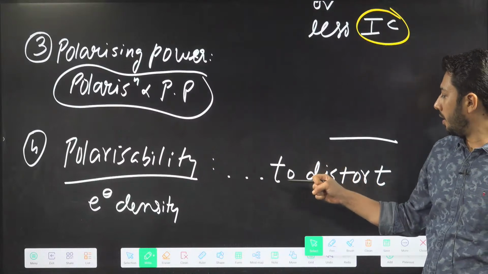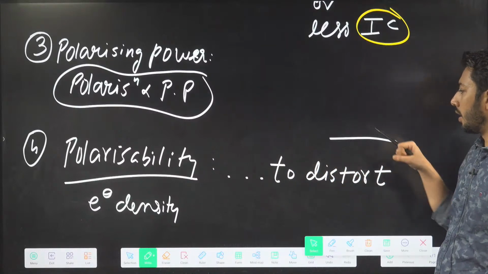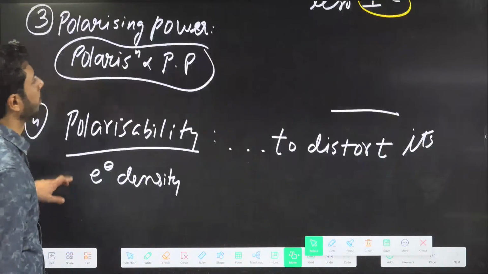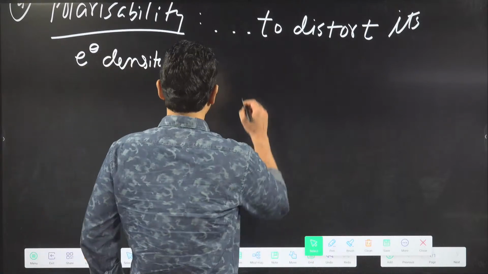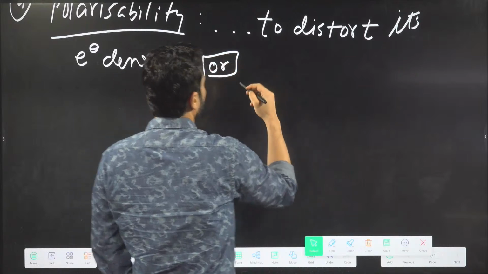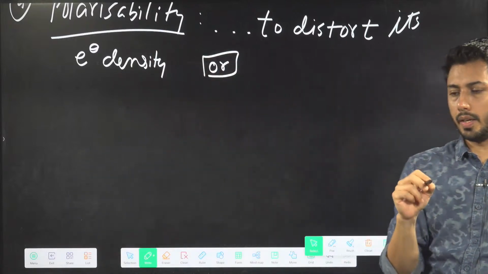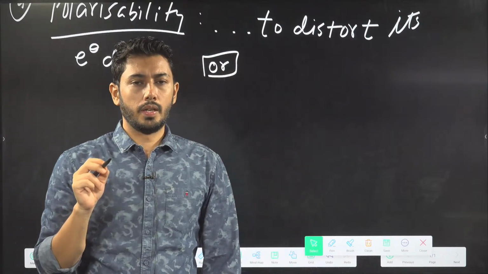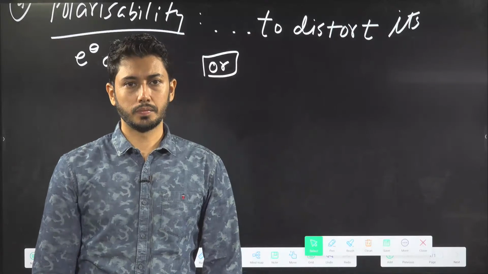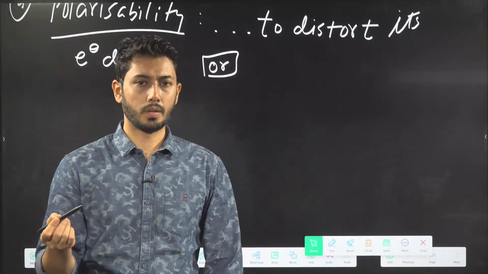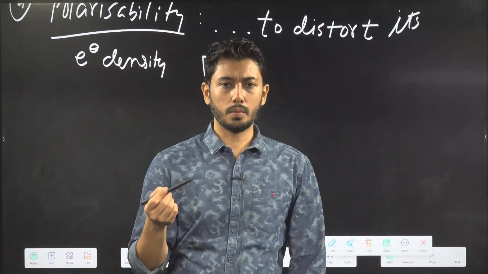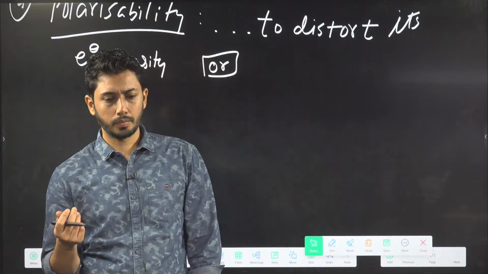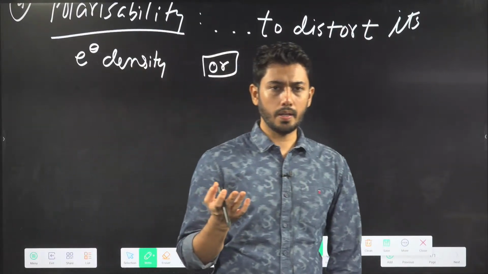It is the tendency of anion to distort its electron density towards cation, or you can also say, it is the ability of anion to get polarized by cation.